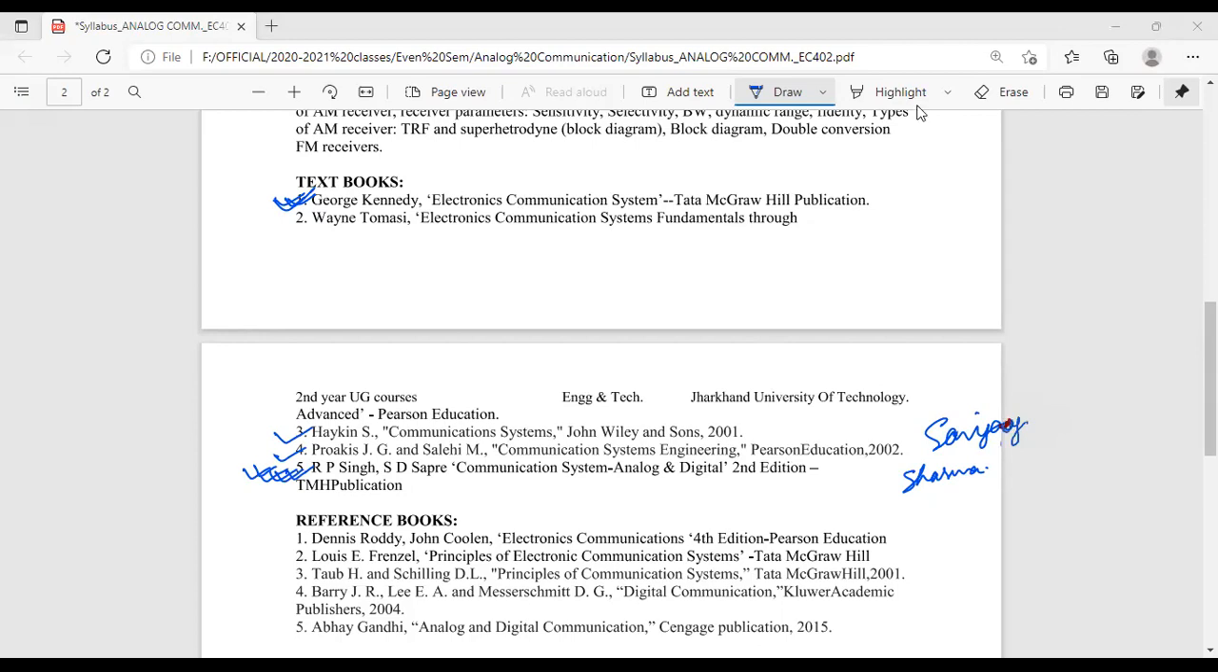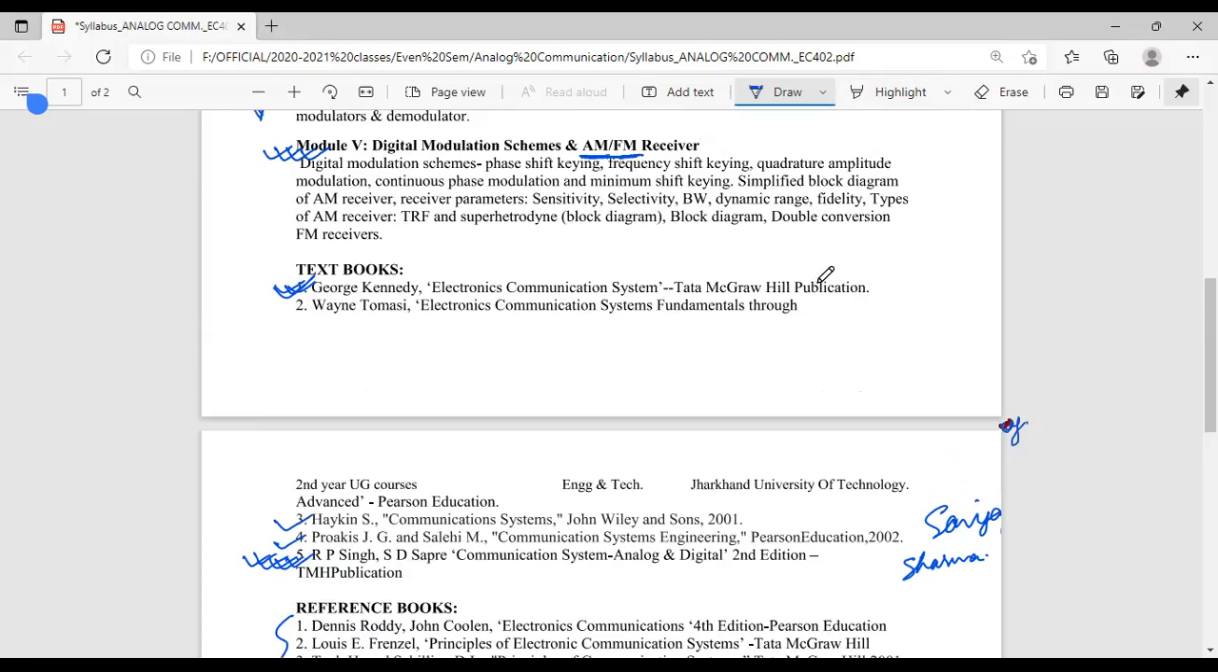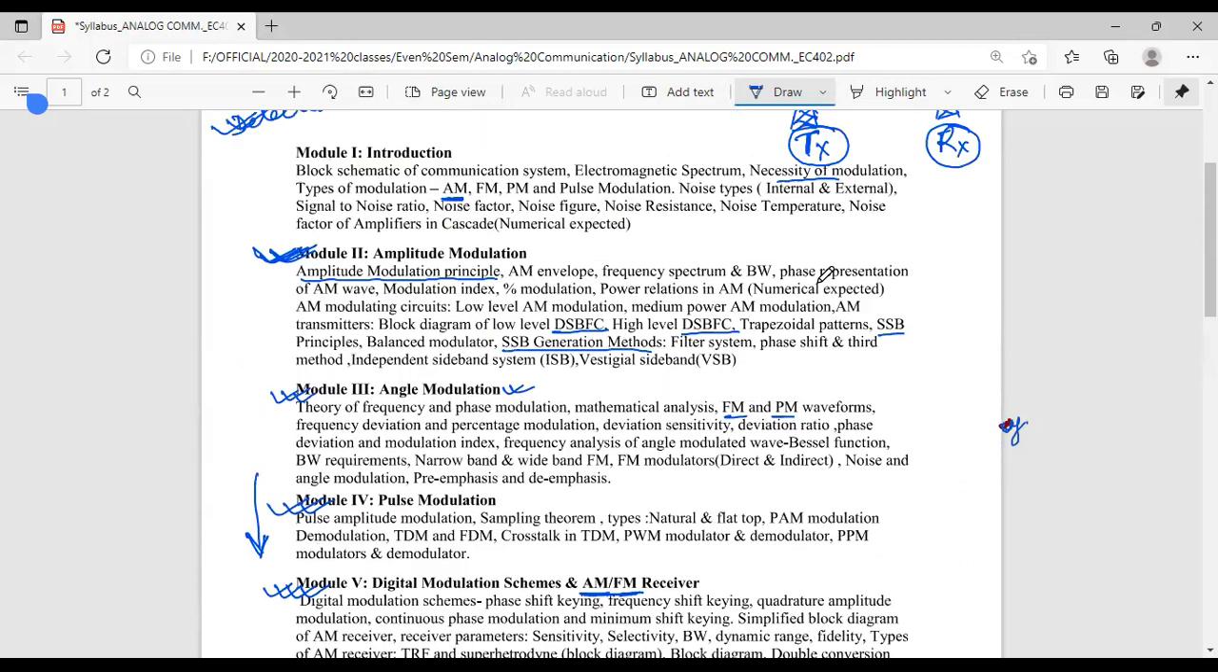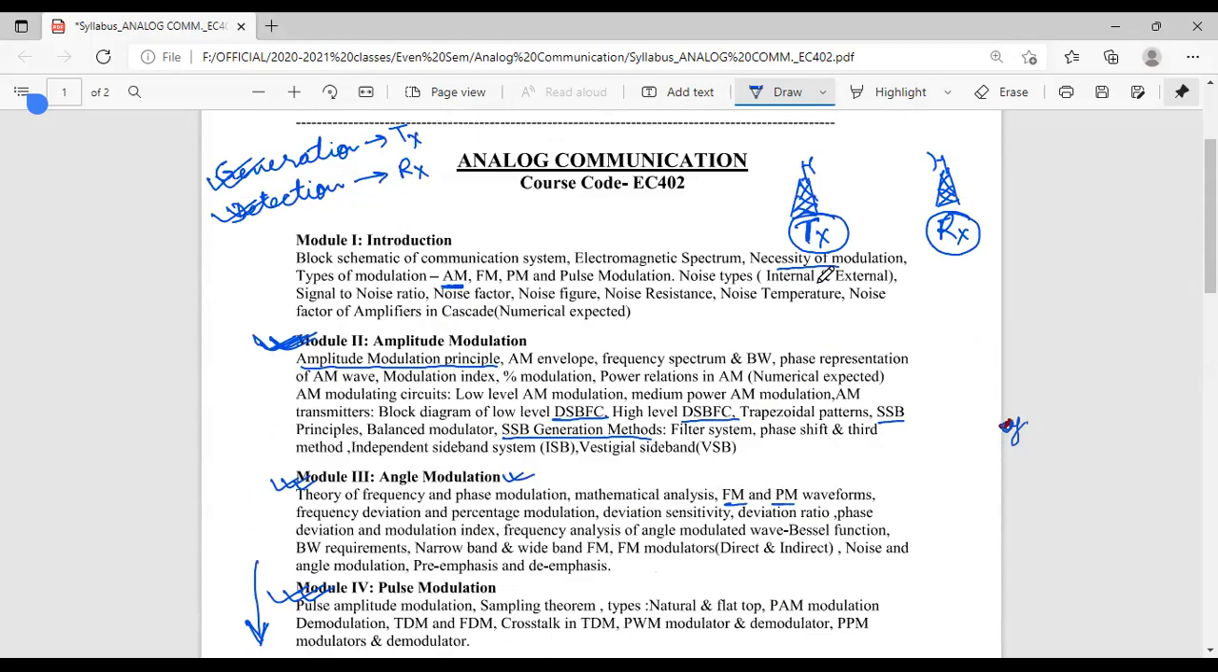And there are so many reference books also. So I think there is no need to go through all these things. But if you want to go through these books also, then obviously you can. Okay, so this is the whole syllabus of analog communication, which we have to go through.